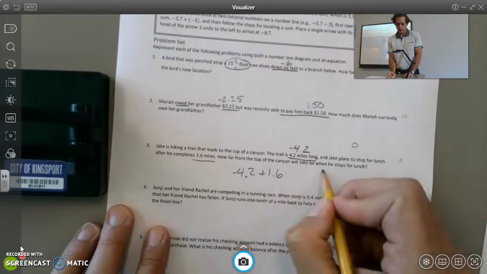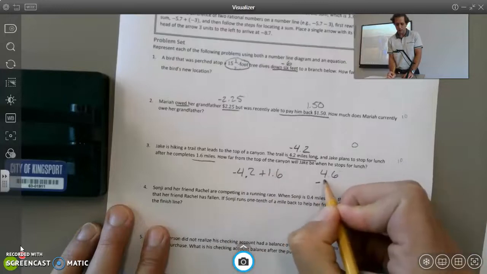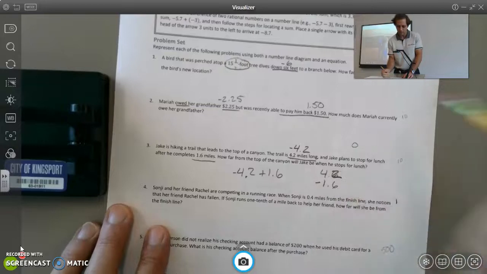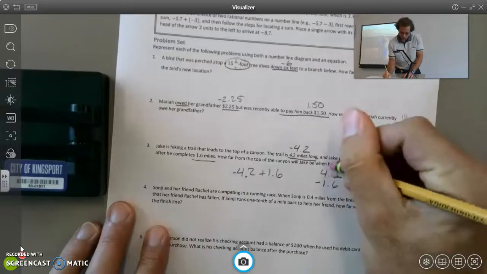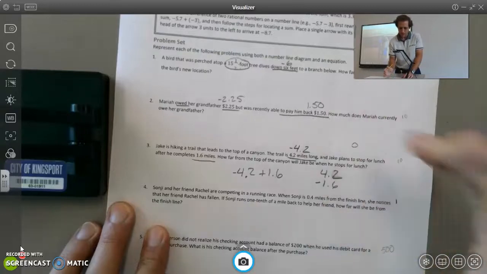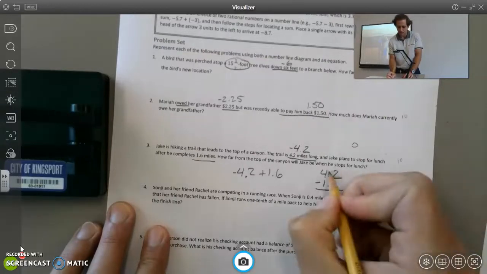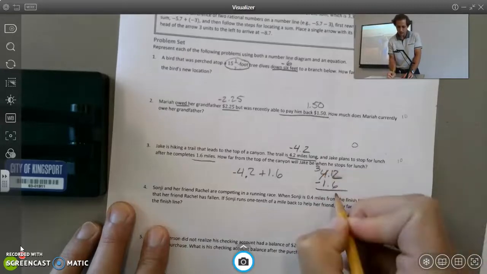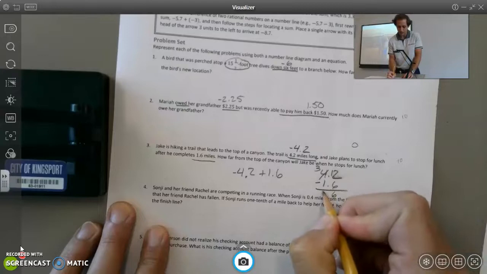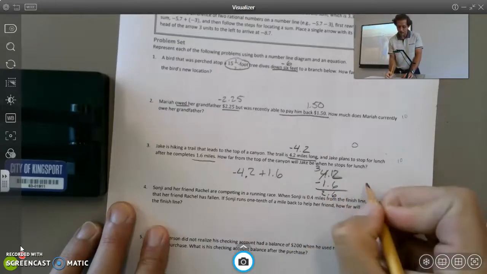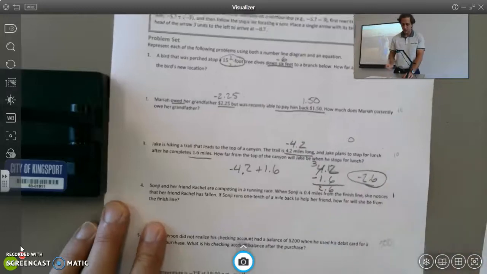Signs are different, so I'm going to subtract 4.2 minus 1.6. I'm going to borrow, that becomes 12 tenths. I'm going to subtract, I get 6. 3 minus 1 is 2. So 2 and 6 tenths, and that's my answer, negative 2 and 6 tenths.